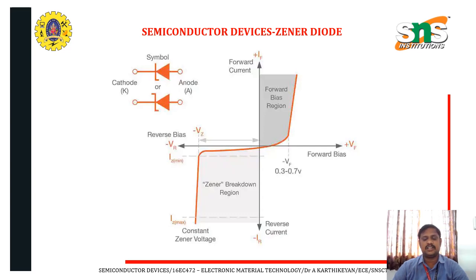We have already seen the forward bias, with positive voltage and positive current. So it's the forward bias region, which starts conducting at the 0.7 V cut-in voltage. But in the case of reverse, it's the Zener breakdown region, where we have reverse current and reverse voltage, that is negative VR and negative current. In reverse bias it starts to conduct, and a constant Zener voltage level is available here.